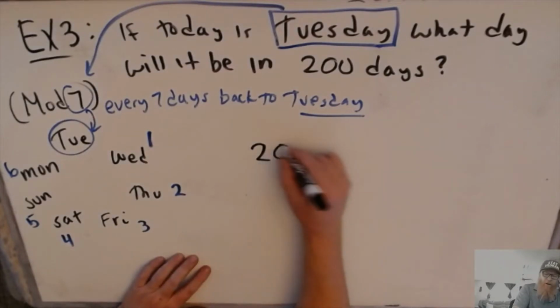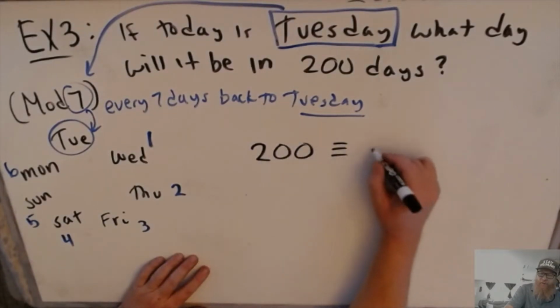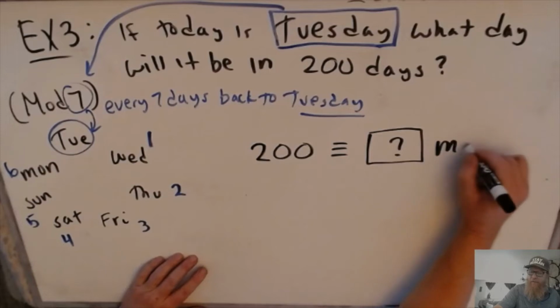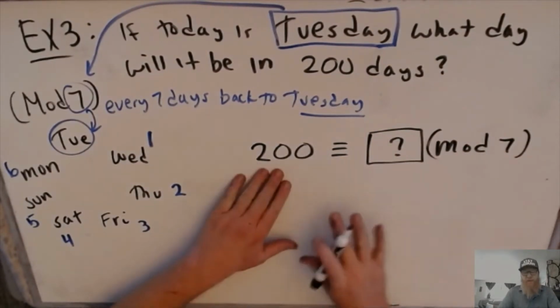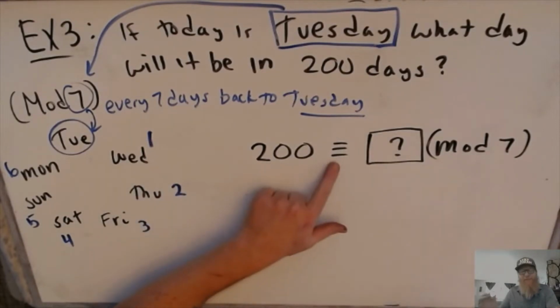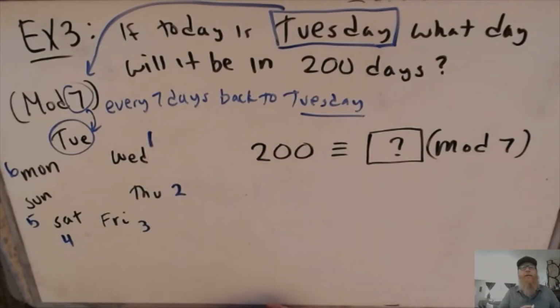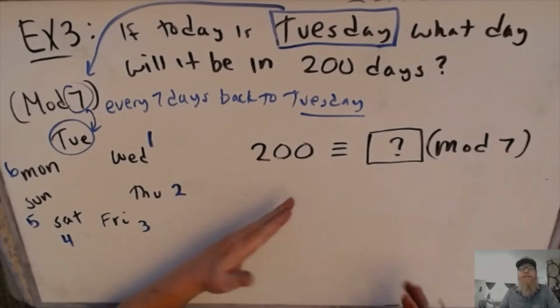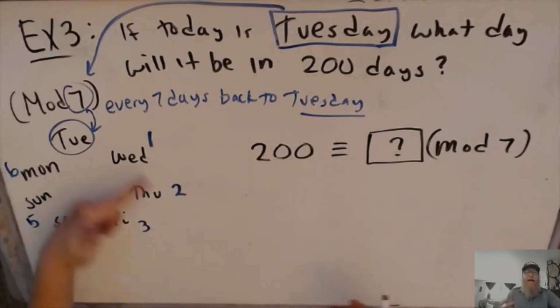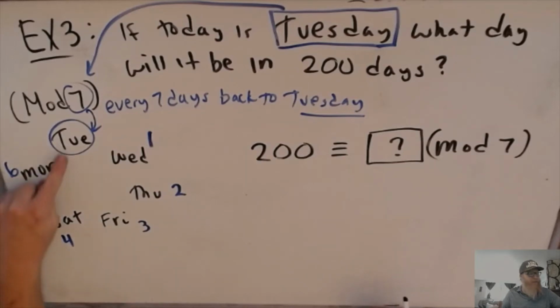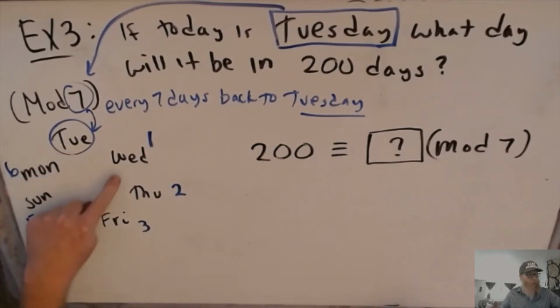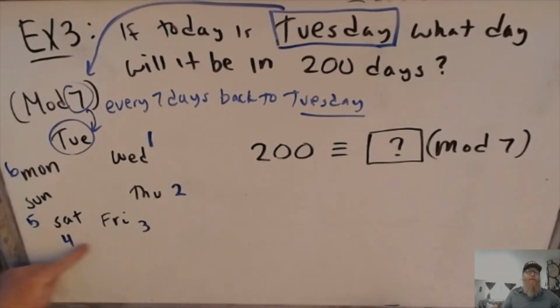So we want to know, what is 200 equal to mod 7? Or what is 200 congruent to? Sometimes we just say equal when we really mean congruent. In other words, what does 200 days act like? It's got to be one of these. If it comes out to be 0, then we say it's Tuesday. If it comes out to be 1, we say it's Wednesday. So just whichever number it comes out to be, that's where we end up.